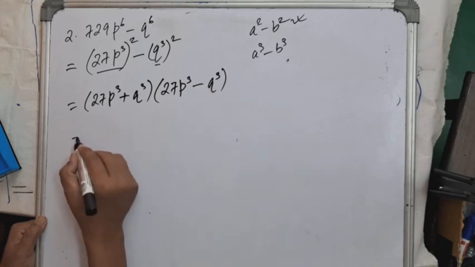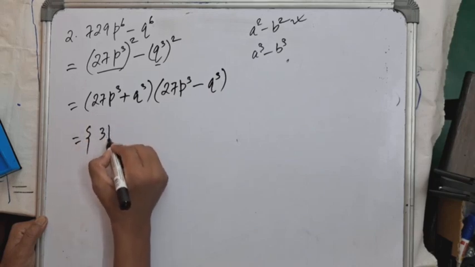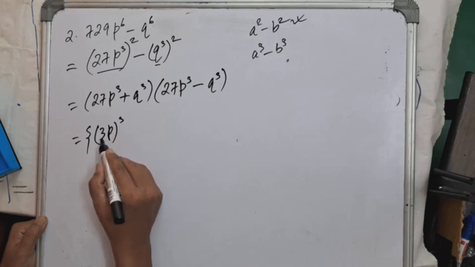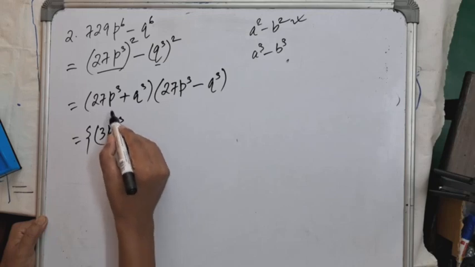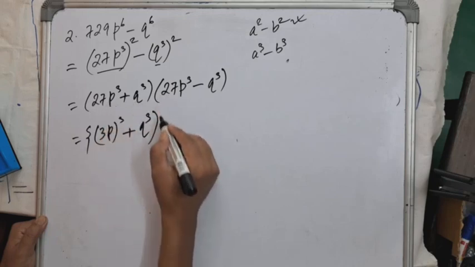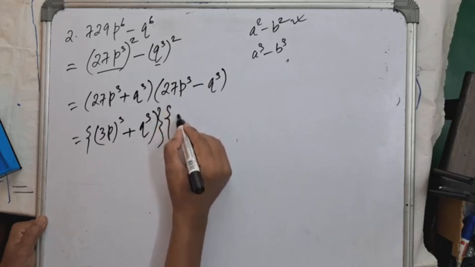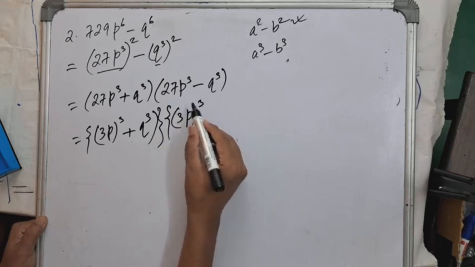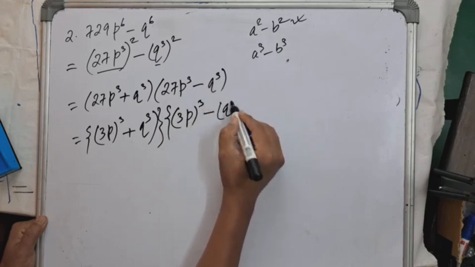Now this again we can convert into this form. 27 p cube is 3p whole cube. This cube applies to both the numbers 3 and p. 3 cube means 27, p cube means p cube, plus this is q cube. Again this also we write in the similar way. 27 means 3p, whole cube. 3 cube is 27, p cube is p cube, minus q cube we write as it is.